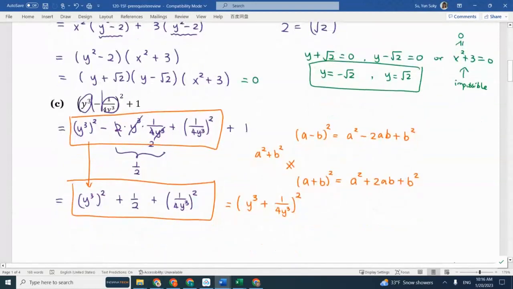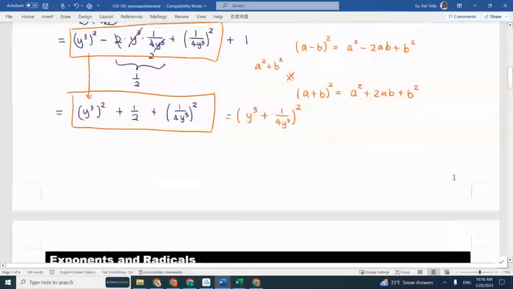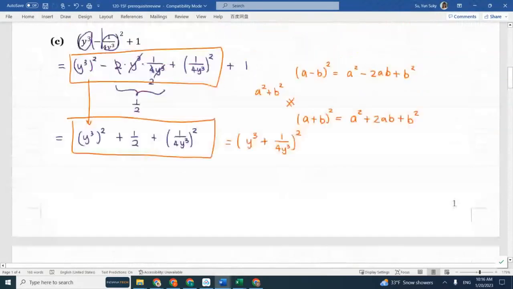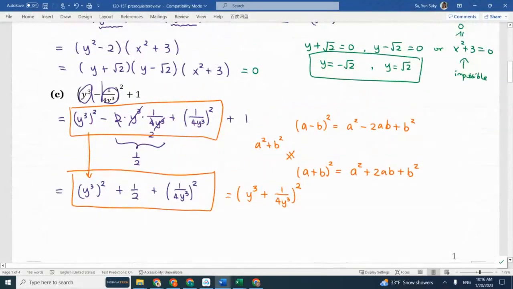So you have homework problems like these, so practice those. The answer is y cubed plus 1 over 4y squared. Yes, this is the factor.